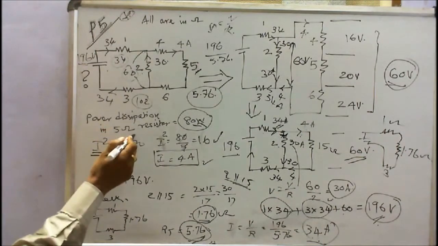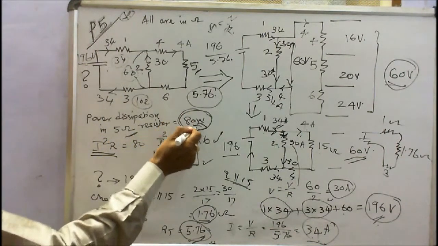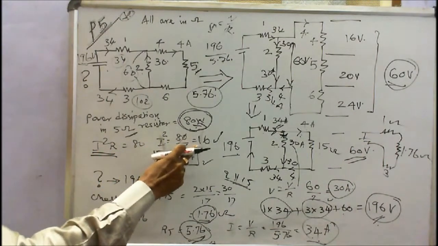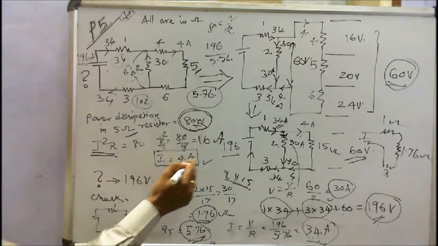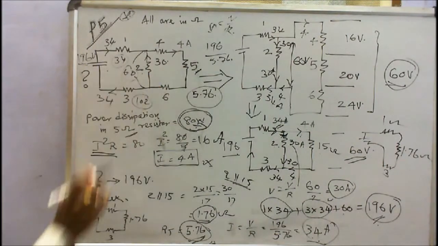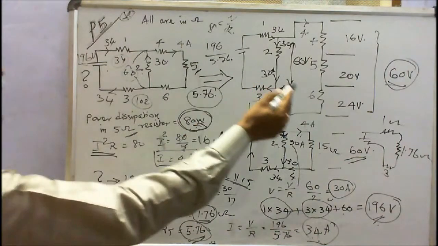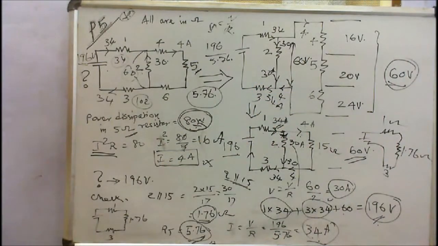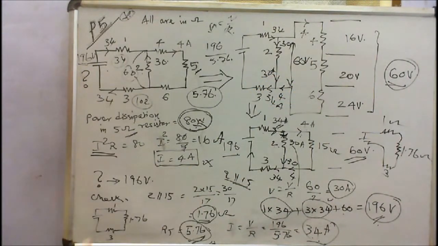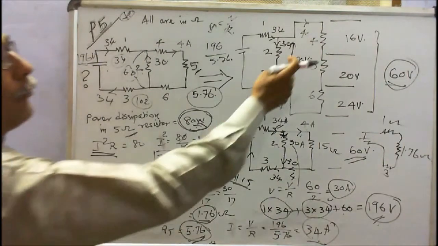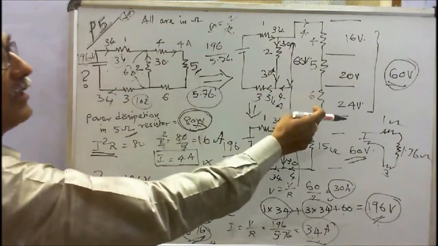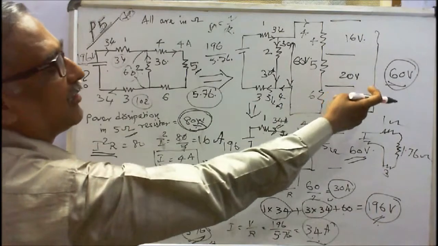The power dissipation in the 5 ohm resistance is given as 80 watts. I square R is equal to 80. I square is equal to 80 by 5, that is equal to 16, so I is equal to 4 amps. So the current flowing through the 5 ohm resistor is 4 amps. The 4, 5, 6 ohm resistors are connected in series. Therefore the current flowing in the 4 ohm, 5 ohm, 6 ohm is the same. Hence I can easily calculate the voltage drop. 4 into 4, 16. 5 into 4, 20. 6 into 4, 24. Sum of the voltage drops, 16 plus 20 plus 24, is equal to 60 volts.